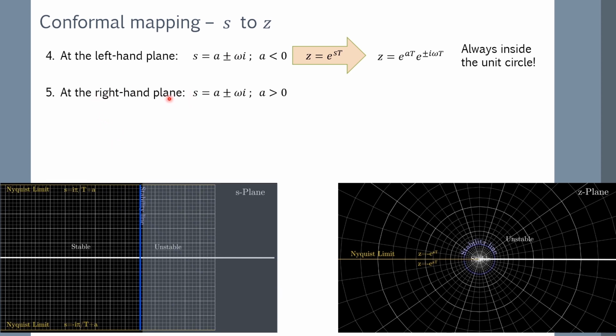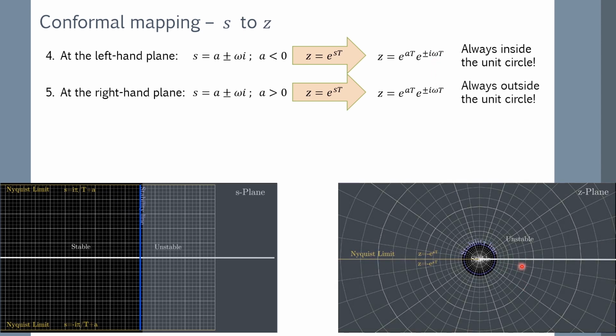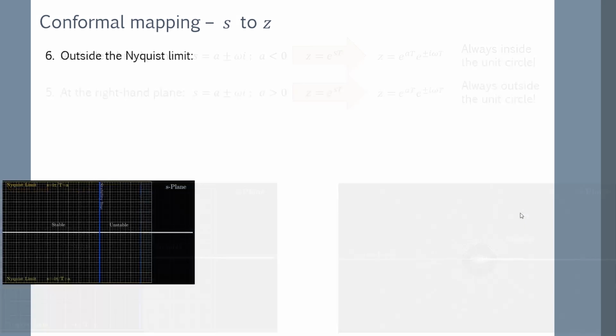At the right-hand plane, on the other hand, we get a greater than 0, which means that now we get the same mapping, but the exponential is always larger than 1 because a is greater than 0. And then you get e to the i omega T, which is a circle that is now stretched by some factor greater than 1, and this means that we get any point or any circle outside of the unit circle. So the unstable region is always outside of the unit circle.